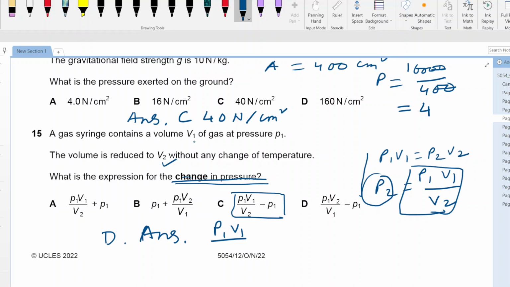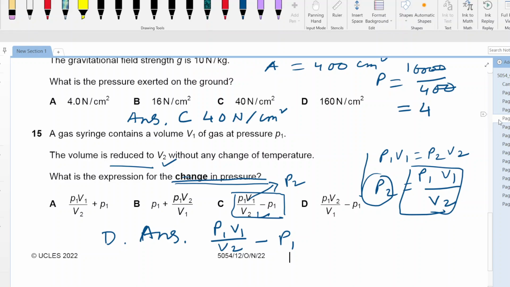Since this is equal to P2, P2 is greater, and since the volume is reduced, pressure increases, and change in pressure is this, and the answer is P1 V1 by V2 minus P1.